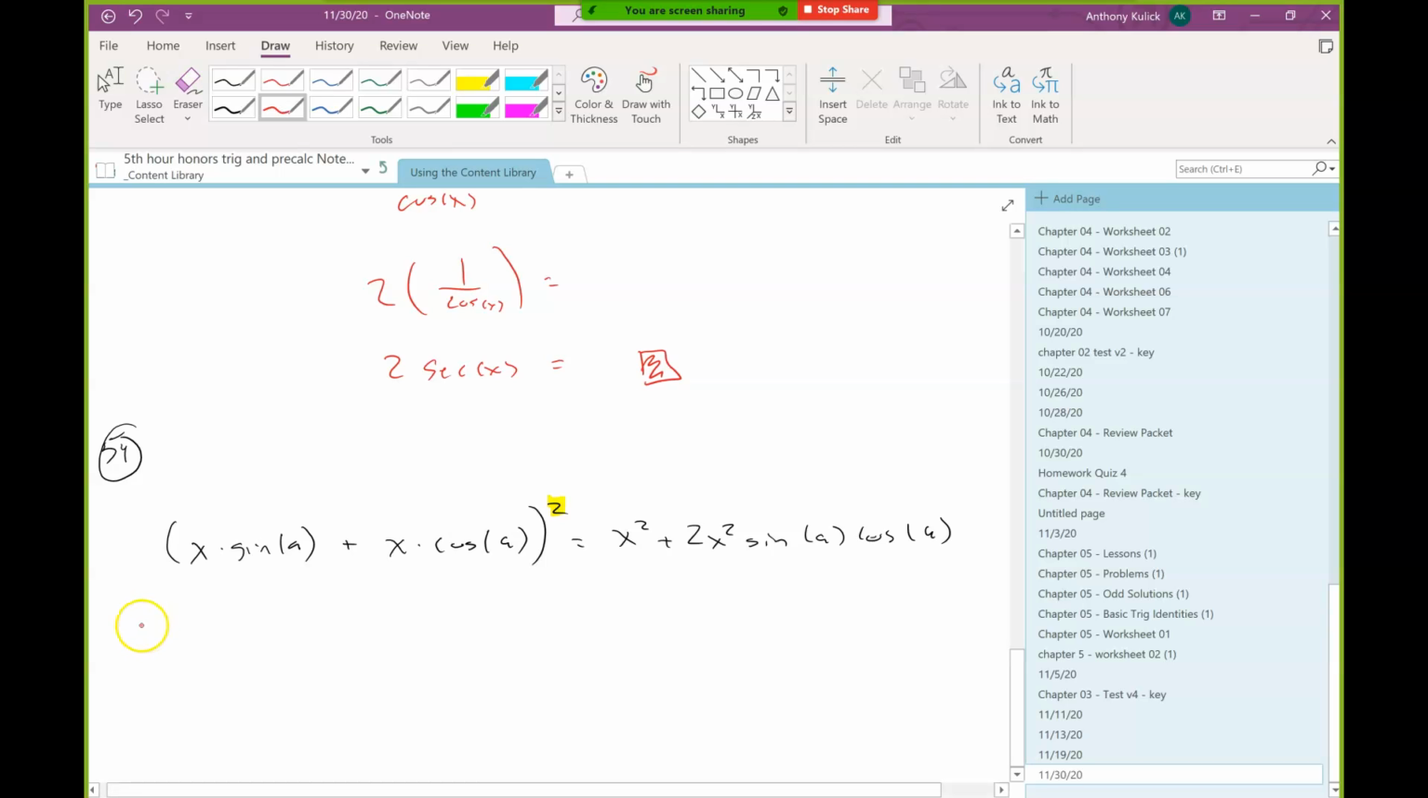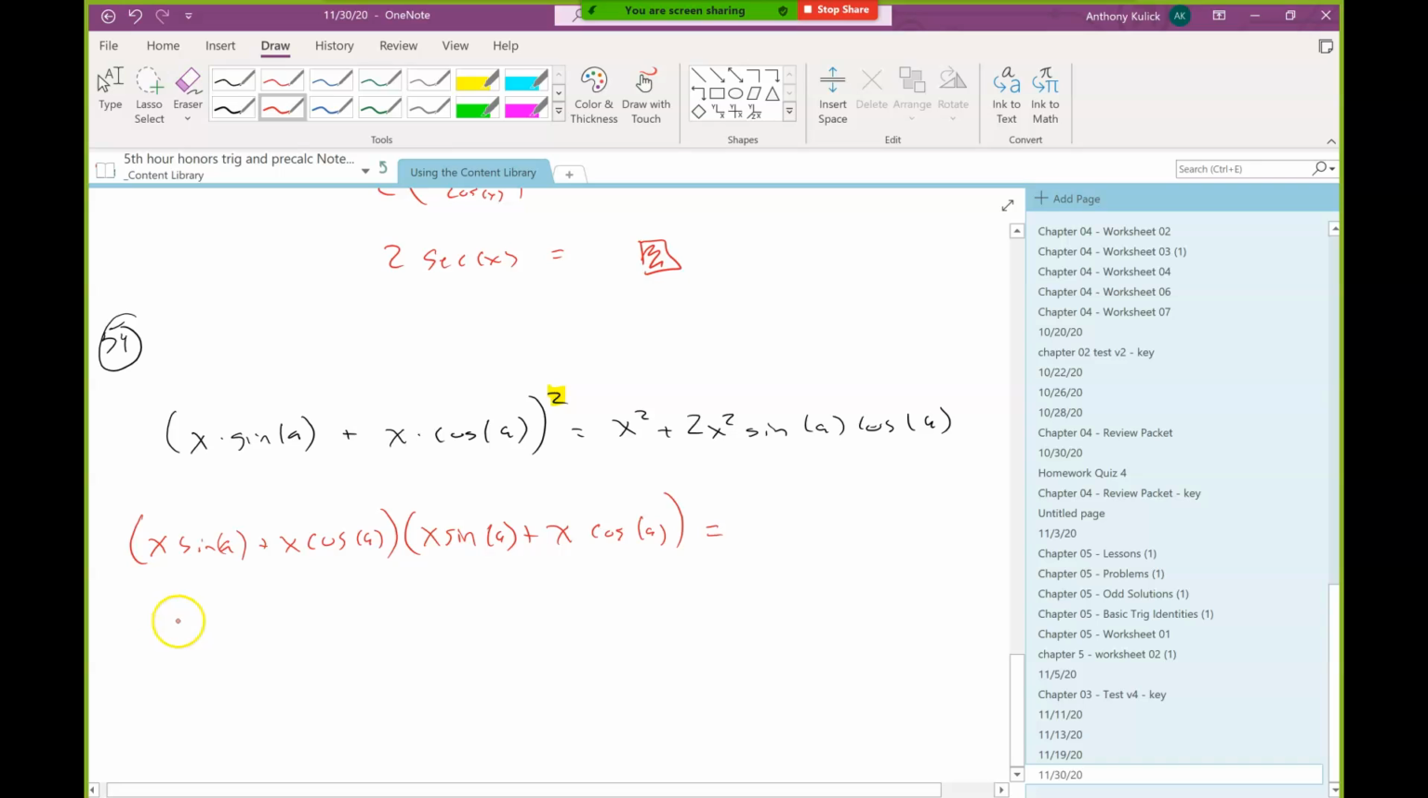That's good. Okay. So when we do this, x times sine A, you get an x squared sine squared A. And then x cosine A times x sine A is another x squared cosine A sine A. So I have 2x squared sine A cosine A. And then the last one, x cosine A times x cosine A is x squared cosine squared A.